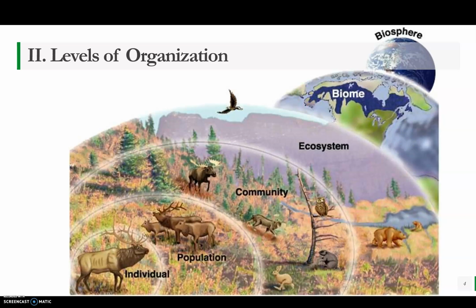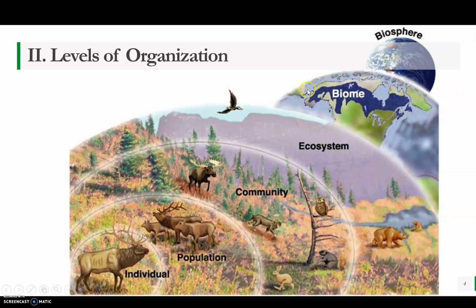A biome, for this class, we don't need to have the biomes memorized, but there are several different biomes. Those include things like desert, tropical rainforest, temperate forest, Arctic, tundra, things like that. So it's basically an environment in which all organisms and all matter have a common collection or a common unit.